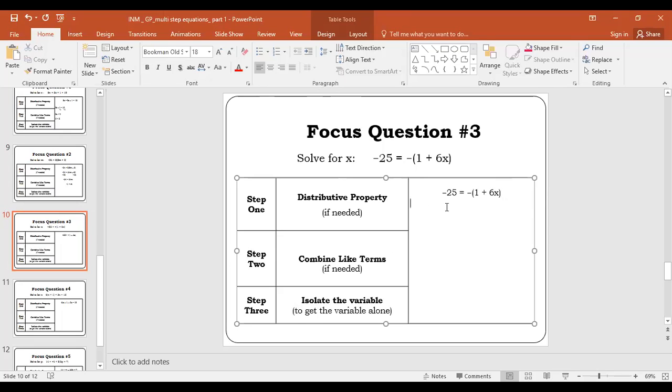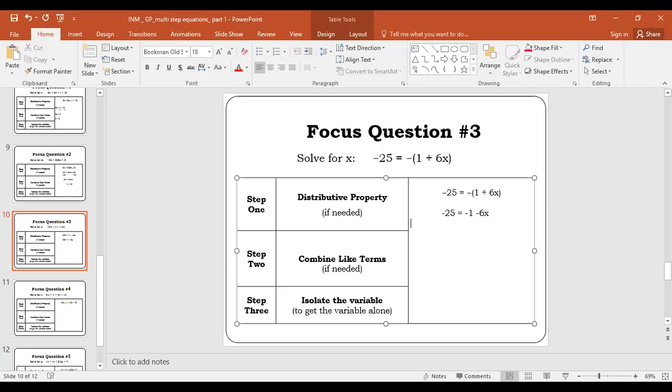So it doesn't change anything on the left-hand side. We still have -25 equals, now we got -1 minus 6x. I'm trying to do this in the dark here. It's a little challenging. So I distributed that minus sign against each of the terms in the parentheses. It's just like multiplying by -1.